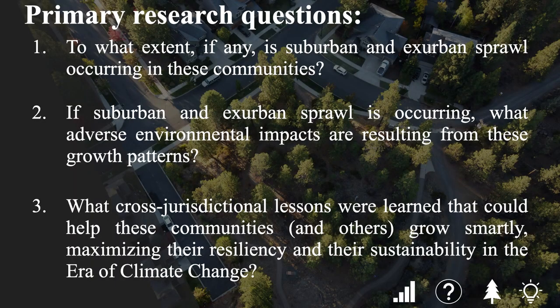There were three primary research questions underlying this report. First, to what extent, if any, is suburban and exurban sprawl occurring in these communities? Number two, if suburban and exurban sprawl is occurring, what adverse environmental impacts are resulting from these growth patterns? And number three, what cross-jurisdictional lessons were learned that could help these communities and others grow smartly, maximizing their resiliency and their sustainability in the era of climate change?